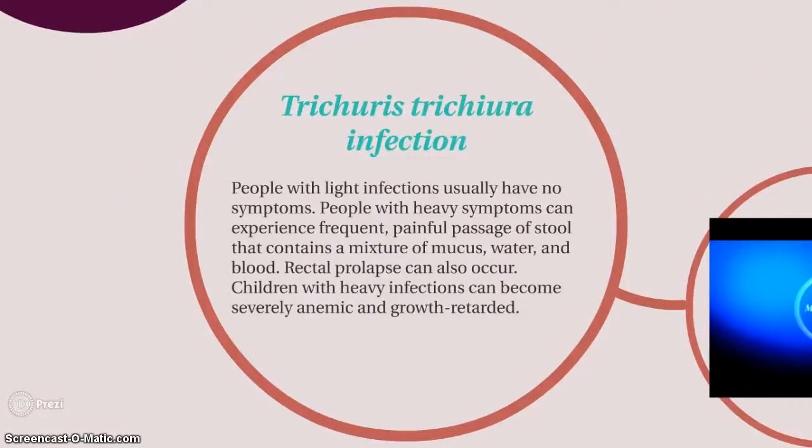People with light infection usually have no symptoms. People with heavy infection can experience frequent painful passage of a stool that contains a mixture of mucus, water, and blood. Rectal prolapse can also occur. Children with heavy infections can become severely anemic and growth retarded.